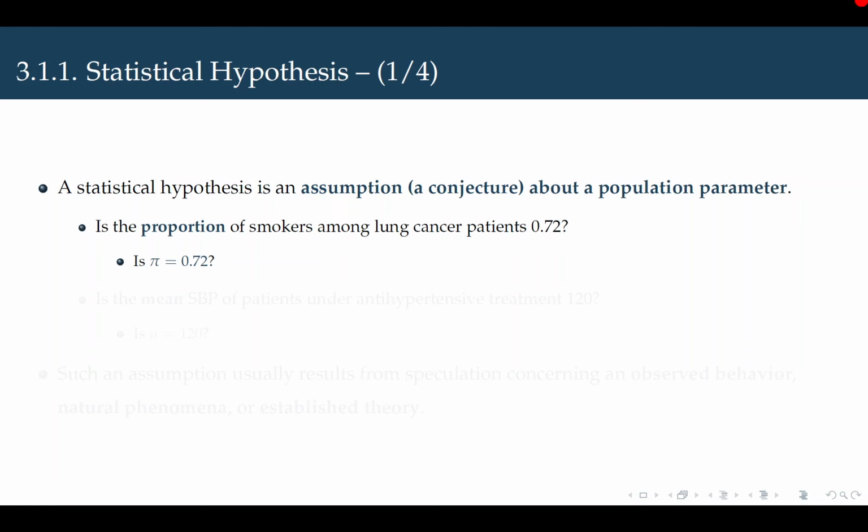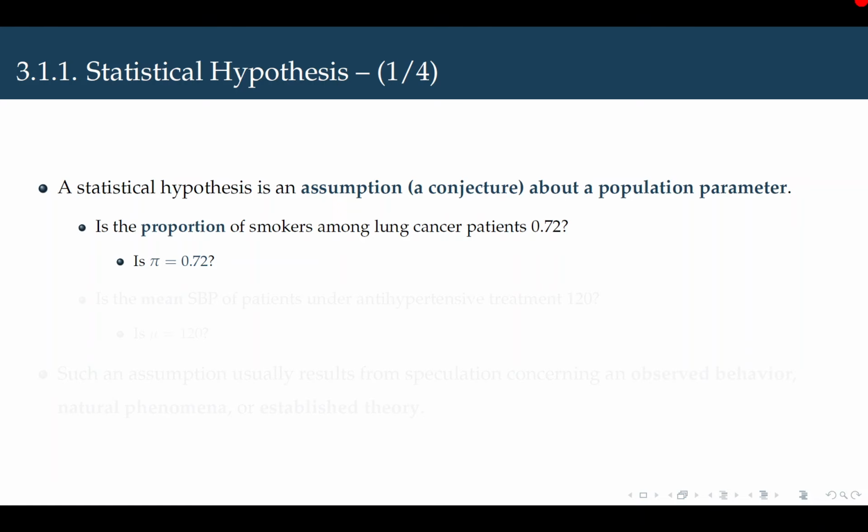Now let's consider the second concept related to statistical inference. The first is estimation and the second is hypothesis testing. So now let's consider the concept which is called statistical hypothesis. A statistical hypothesis is an assumption or a conjecture about a population parameter of interest. So we may have a certain population parameter of interest, and we may have a certain assumption about that population parameter, and the assumption may originate from a certain observed behavior, natural phenomena, or from a certain established theory.